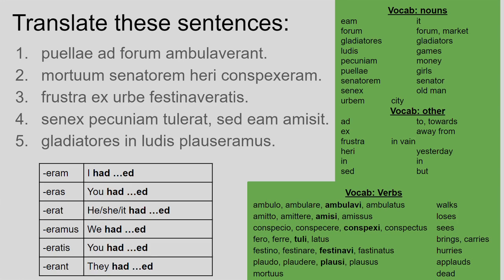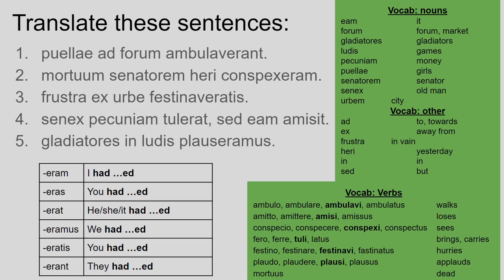For number three, frustra ex urbe festinaveratis. Again, I look for my verb first. It always tells me the most information. So festinaveratis, again at the end, is "you had hurried", you plural. So now I need more information. Again, I don't need a nominative because I know it's you. I'm just going to look for all my other things that might help me. Ex urbe is an ablative phrase, away from or out of the city. Frustra means in vain, so clearly the action was not successful in preventing some misfortune. If I put it all together, you had hurried from the city in vain.